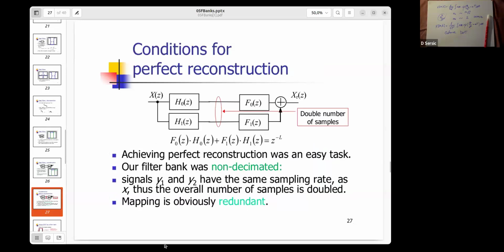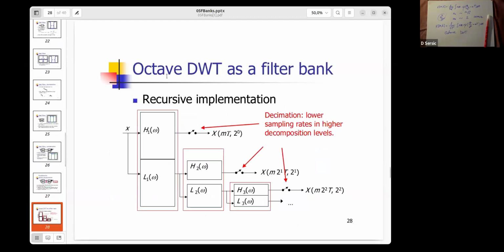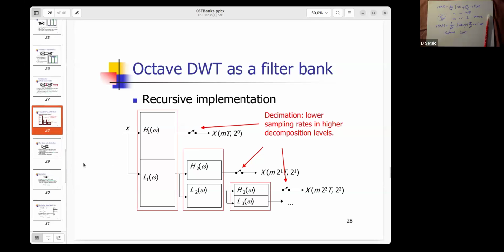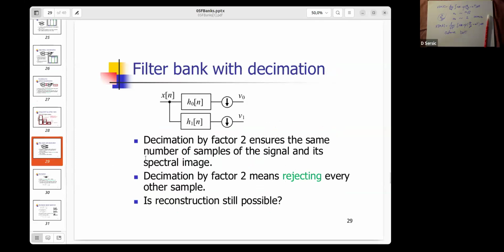Such a filter bank is called non-decimated. The mapping or transform is obviously redundant. So we have twice as many samples in the image domain. But in the original octave discrete wavelet transform, we were sampling and we had different sampling rates in different decomposition levels, which brings us to the idea to introduce something that is actually called decimation.